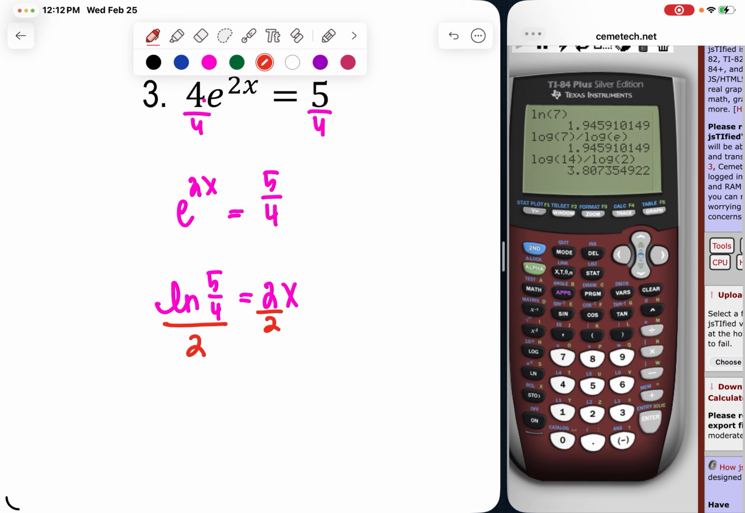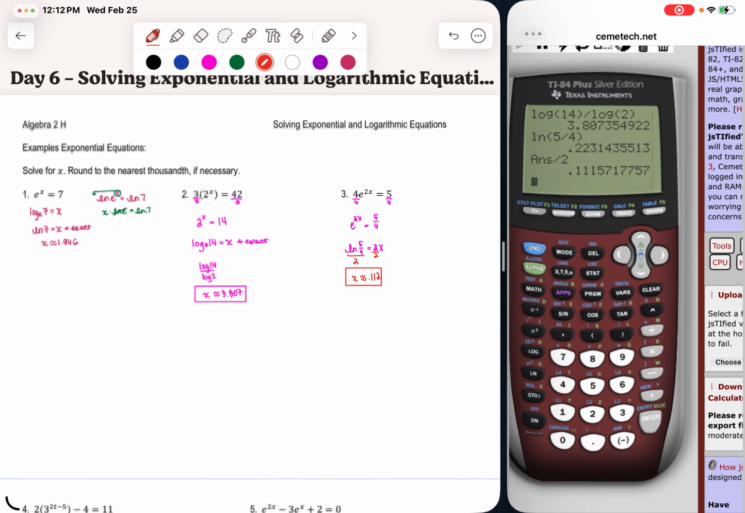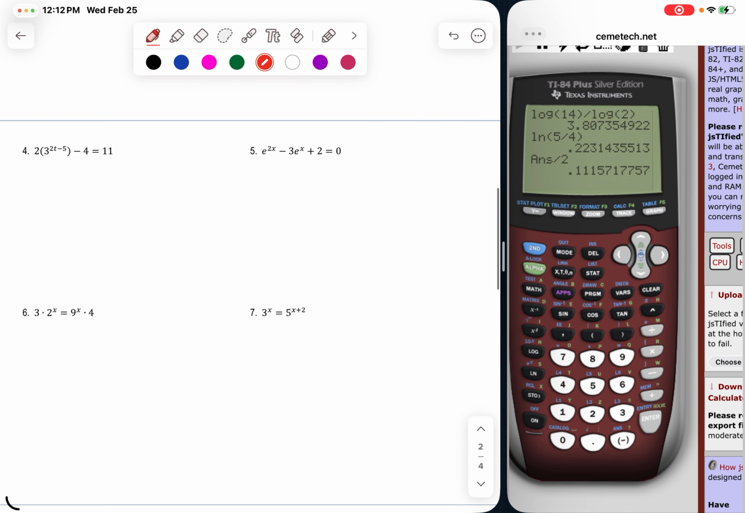So once again, that's my exact answer, but we're looking for decimal approximations here. So natural log of 5 divided by 4, or 1.25. And then I like to hit enter, divided by 2, enter, just so I don't mess this up. And I get 0.112. Okay. All right. Next, we have some examples that are a little bit more complicated.